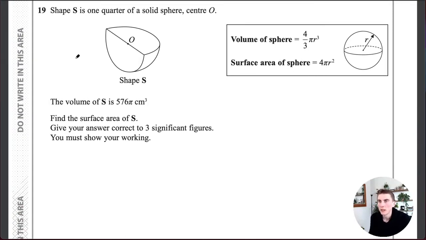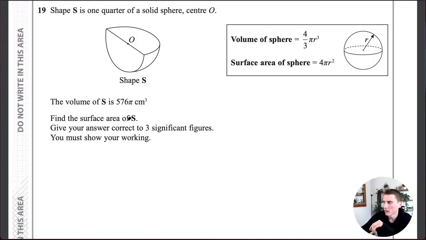So here, number 19, it says shape S is 1/4 of a solid sphere with a center of O. So this shape is 1/4 of a normal sphere. The volume of this is 576 pi, and we need to find the surface area of it. And hopefully we're given the equations. All right, so we've got volume, we need to find surface area.